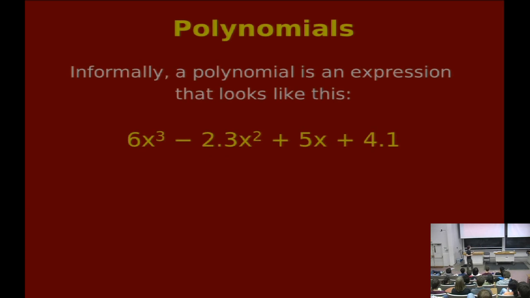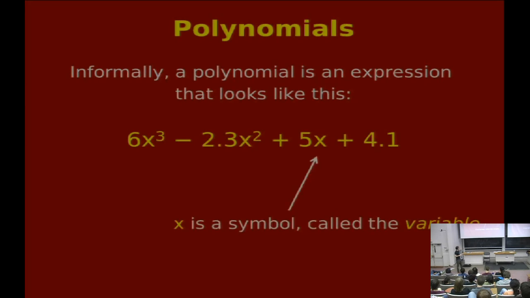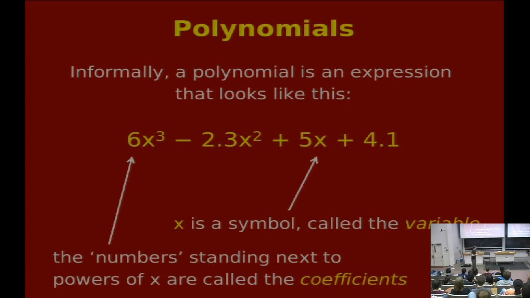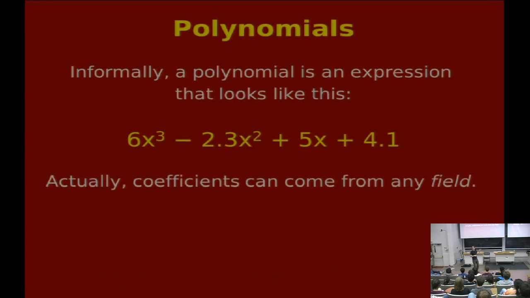A polynomial is basically an expression. Think of it like a syntactic object, an expression that looks like this. Okay? So the x here is a symbol called the variable. And these numbers, which stand next to the powers of x's, are called coefficients. So the x is raised to various powers, and then next to it are some numbers that are coefficients. What kind of numbers? Well, that's why I told you about fields.